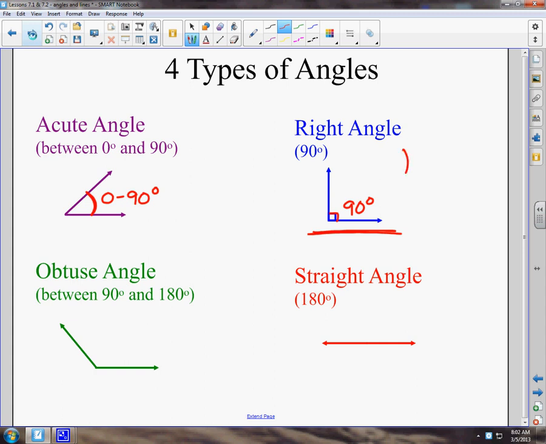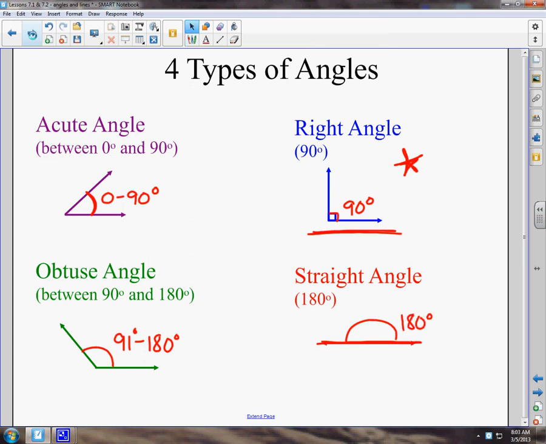This is the one that is so commonly used because we use it all the time in construction. When we're building houses, if you don't have a right angle, your house is going to get all falling in on itself. Obtuse angles is this angle measure is between 91 and 180 degrees. So it's anything larger. And then a straight angle, so it just goes straight across. If I were to measure that, it would be 180 degrees.